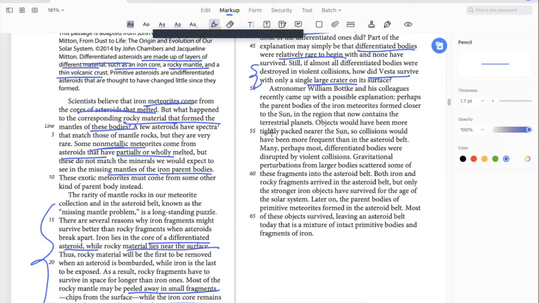Astronomer William Botke and his colleagues recently came up with a possible explanation. Perhaps the parent bodies of the iron meteorites formed closer to the Sun in the region that now contains the terrestrial planets. Objects would have been more tightly packed nearer the Sun, so collisions would have been more frequent than in the asteroid belt. Many, perhaps most differentiated bodies were disrupted by violent collisions.